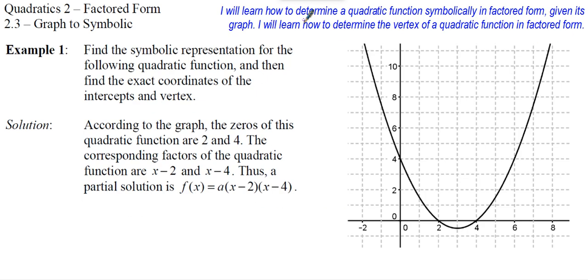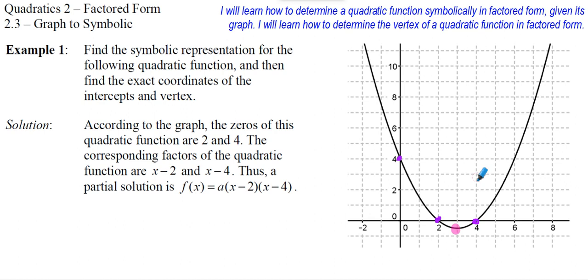Okay, let's have an example. Find the symbolic representation of the following quadratic function, and then find the exact coordinates of the intercepts and vertex. So let's take a look at our graph over here on the right. We have the y-intercept already, really good: 0, 4. We have our x-intercept at 2, 0. We have another one at 4, 0. And then we have our vertex.